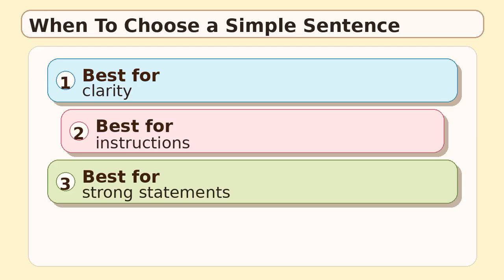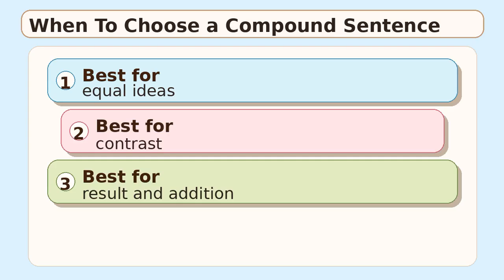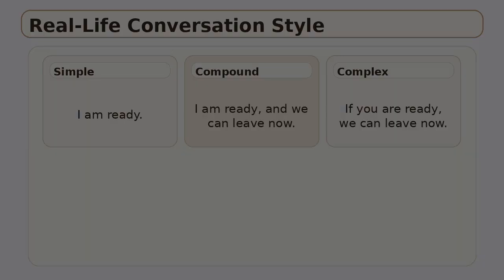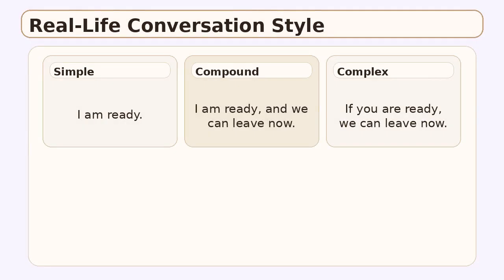Choose a simple sentence when you want clean communication, fast reading, or strong emphasis. It is often the best choice for key facts and short explanations. Choose a compound sentence when both ideas are equally important and deserve equal space. It creates balance and smooth movement between related thoughts. Choose a complex sentence when one idea should lead and the other should support. It helps you express reason, time, condition, concession, and purpose more precisely. In real conversation, all three sentence types appear naturally. Good speakers mix them instead of using the same pattern again and again.